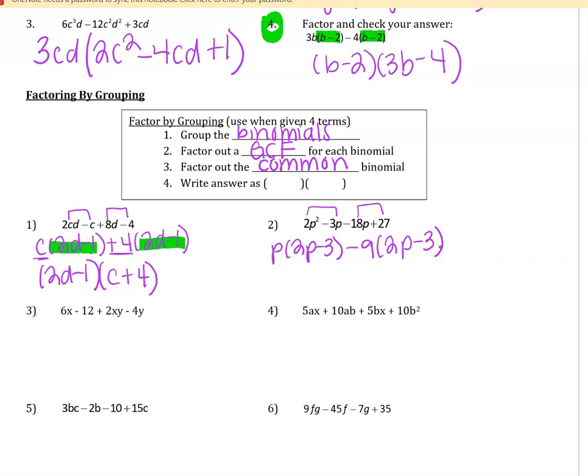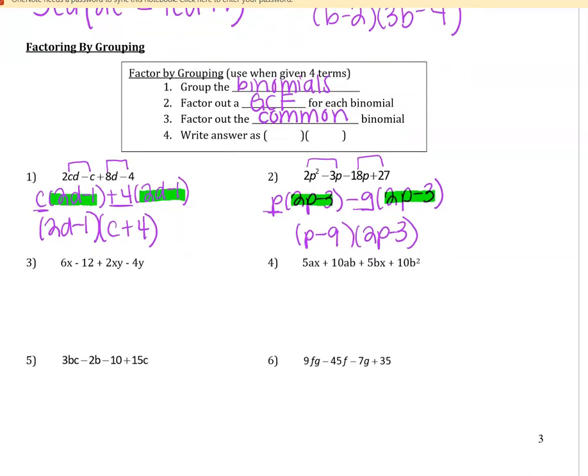Notice how I did -9, not +9, okay? Because you need these binomials to match in order to end up factoring. So this is my common binomial, and this is my leftover. Okay, you don't have to write the common binomial first. I could do p minus 9 times 2p minus 3, and that would be fine as well. Okay, multiplication is commutative, so your factors can come in any order.